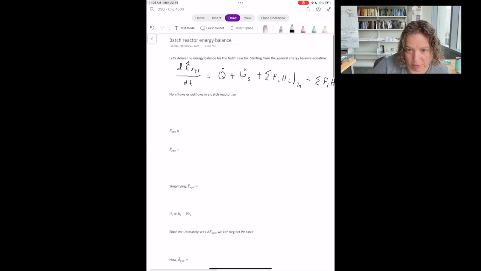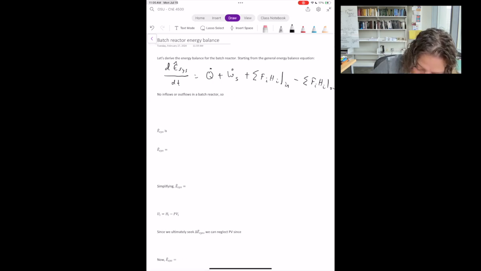Now in a batch reactor, we know we have no inflows or outflows, so we're going to take these terms and cancel them immediately out. So what we're saying there is that the flow terms go to 0.